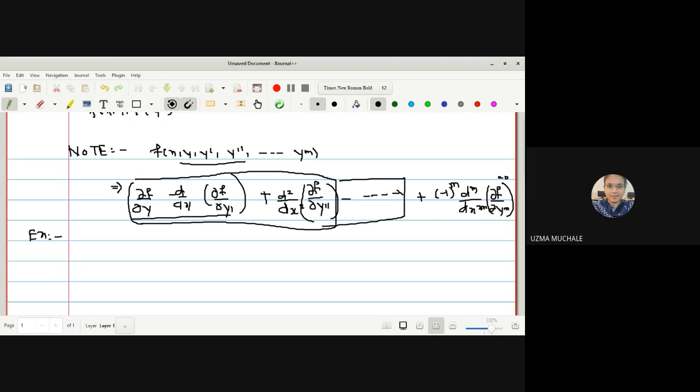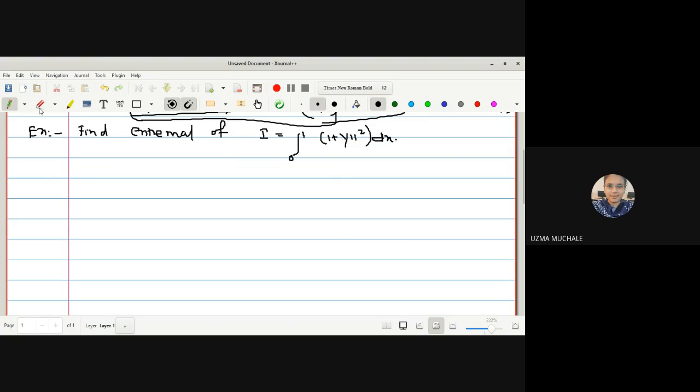Yes, ma'am. Okay, now let us solve the example for this one. Find the extremal of the function, the integral of 1 plus y double dash x squared dx. In the exam, they will not tell you which method from all the 6 versions we have. Up to now we have seen 3 versions, so in total there are 6 versions of Euler-Lagrange's theorem. They are not going to tell you which version you are going to use for solving the example.